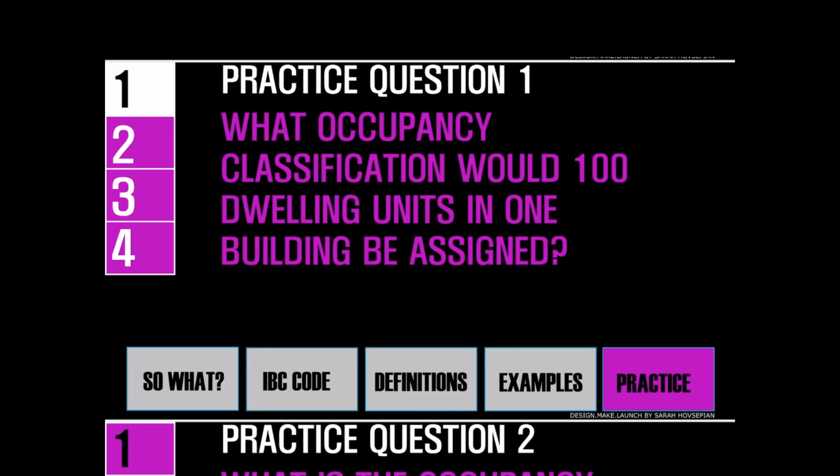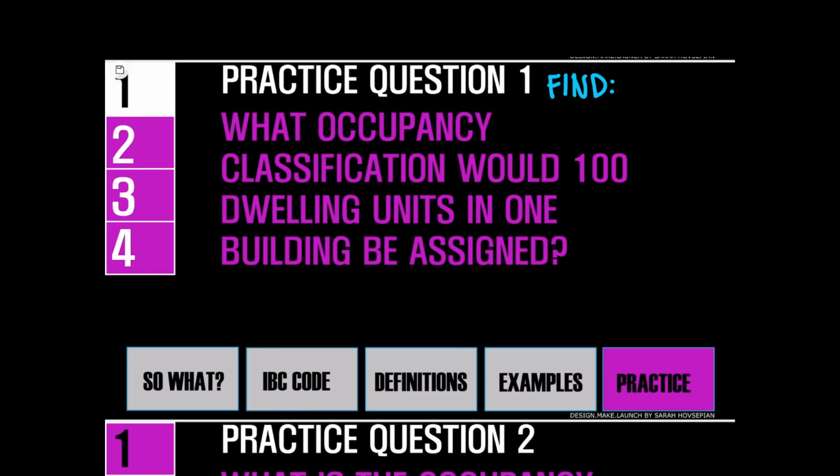The first question says, what occupancy classification would 100 dwelling units in one building be assigned? When I answer these questions, I like to first read it through like I just did. And then I highlight or underline keywords in the question, and I'll also write find on the screen here. So I know I need to find something in some unit. So that'll help me get prepared.